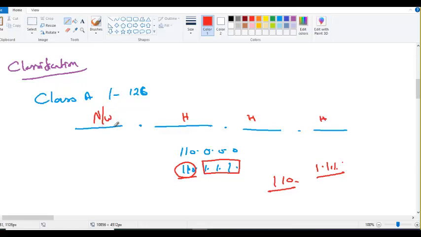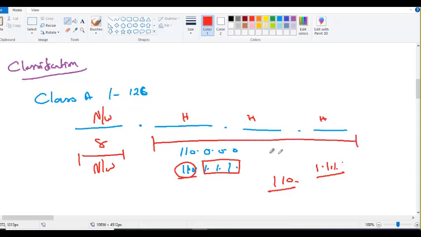The remaining 24 bits out of 32, only 8 is network. The balance 24 bits is given for host. So you will get more hosts in each network. How many hosts? Because it is binary, 2 to the power of 24 minus 2.